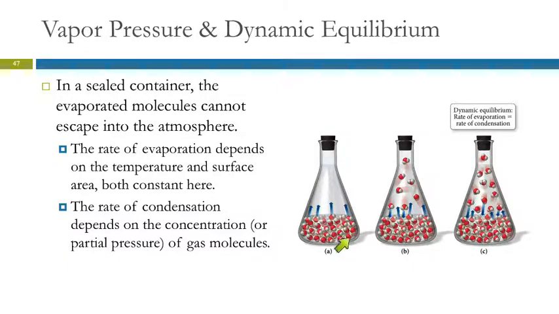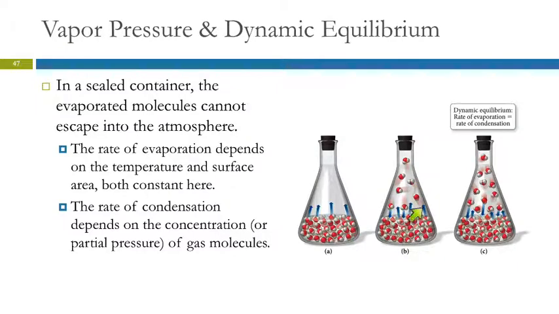So here we have an Erlenmeyer flask, and instead of it being open to the atmosphere, there's a rubber stopper preventing anything from leaving. So initially, there's evaporation, right? Some of these molecules have enough energy to escape into the gas state, and when they get to the surface, they can do that. There's no gas molecules up here, water molecules anyway, to condense in the beginning, right? So there's no condensation, there's only evaporation.